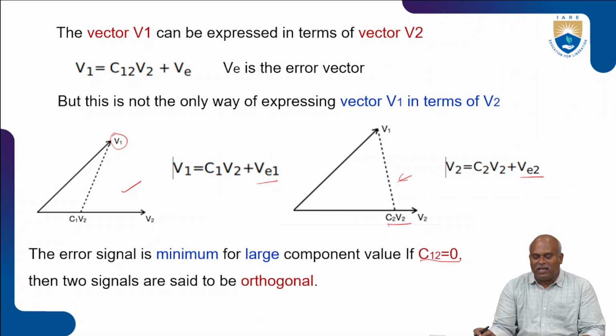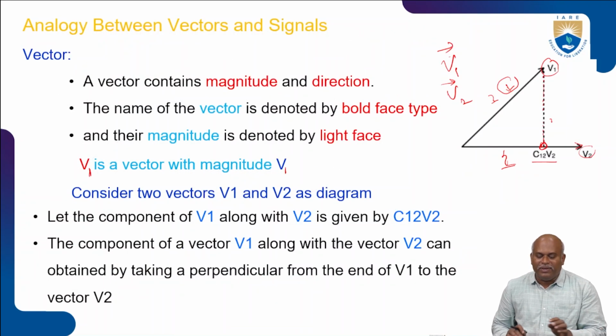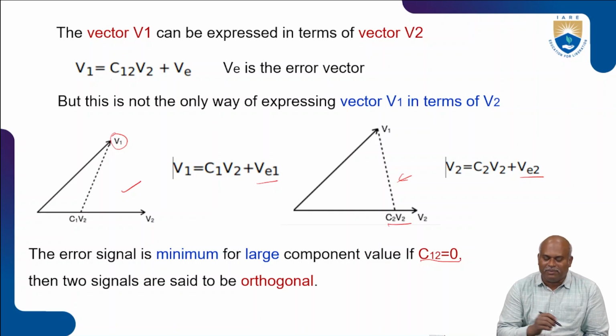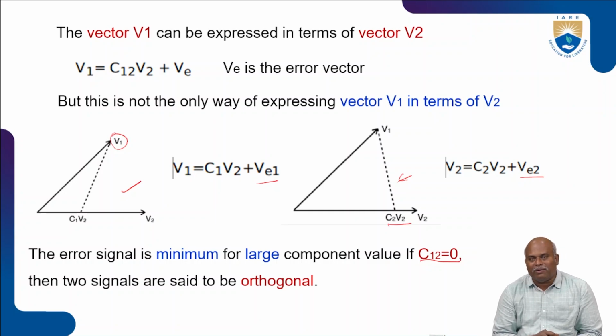Then the two signals are said to be orthogonal. If not, the signal is a non-orthogonal signal. So now, for V1 and V2, we make it an orthogonal function. In that case, we consider the vector coefficient C12 or C1 or C2, and that value is equal to 0. When the coefficient of the vector is 0, the signal is represented as orthogonal.